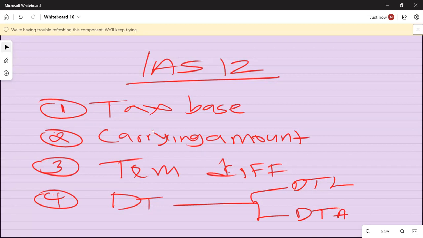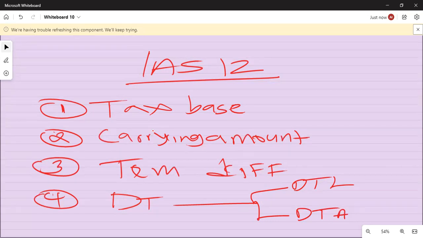This is just a general overview, so don't stress yourself much. IS-12 deals with what? Income tax. International Accounting Standard 12 deals with income tax. And I want you to have this advanced knowledge of this particular standard, especially these key terms that you can see on the board now.